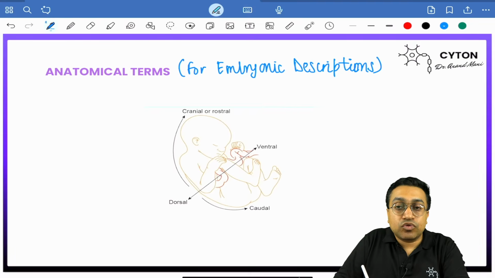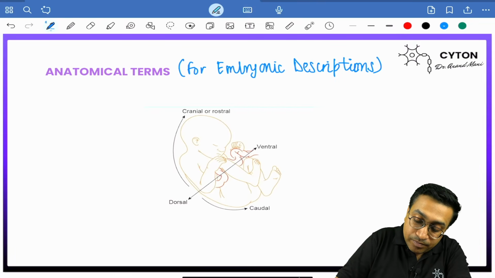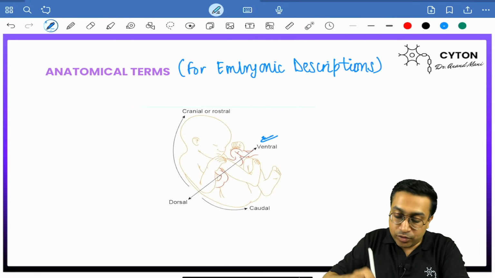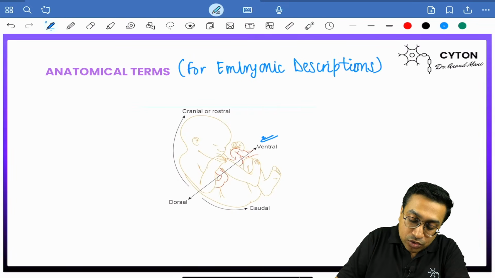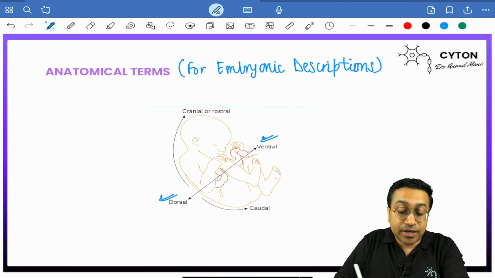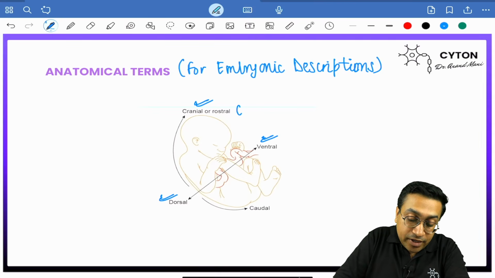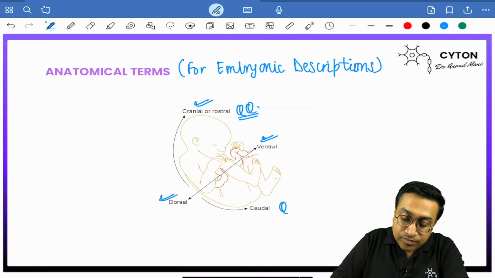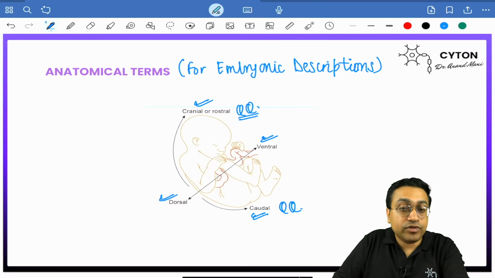Okay, so number one, that is the ventral. Ventral, now you know, towards the belly, as you can see in this image. Dorsal, towards the back. Cranial, or also known as rostral, that is towards the head. Again, this is asked in the Viva also. And caudal, towards the tail end of the embryo.